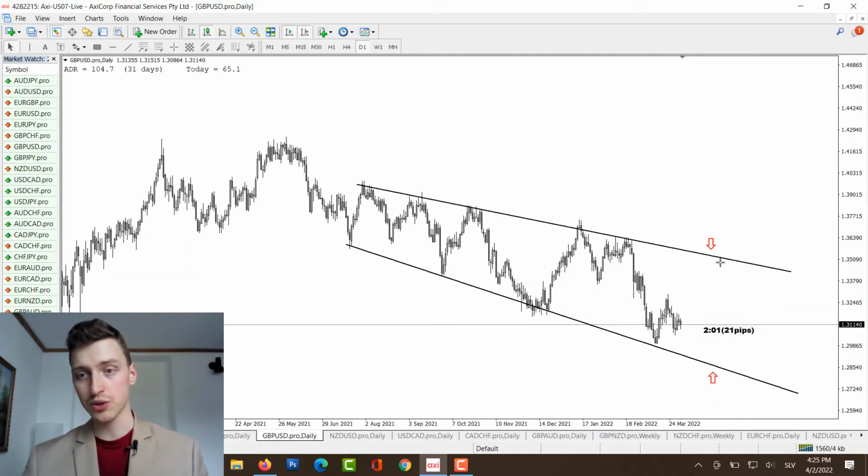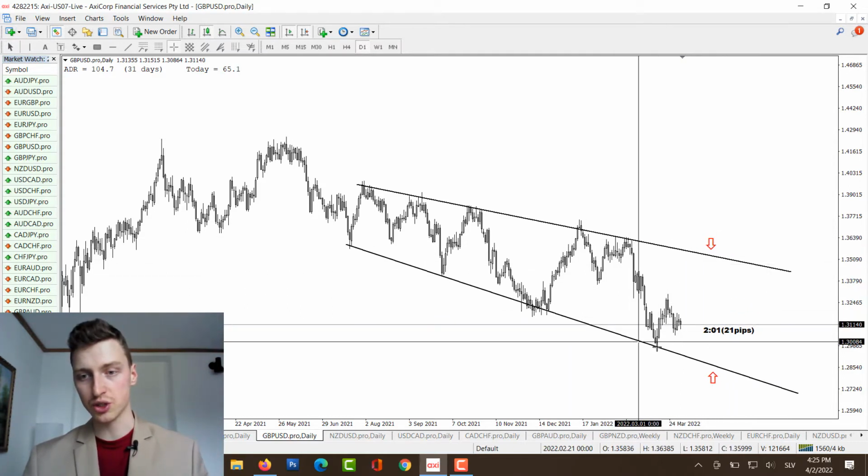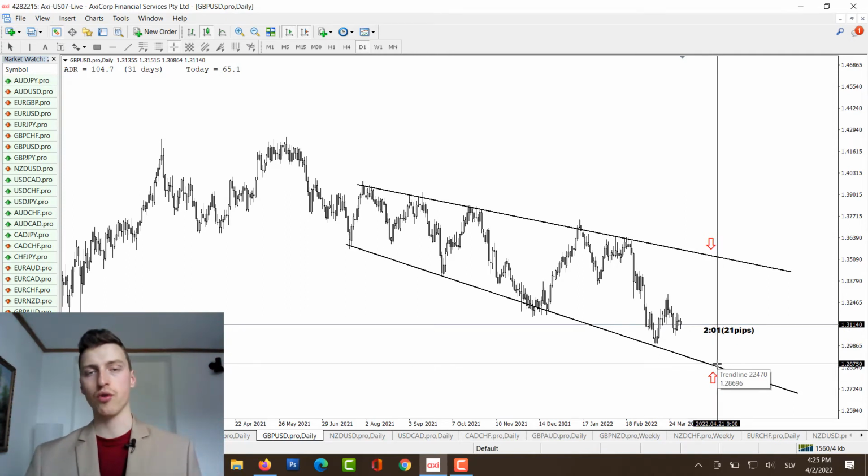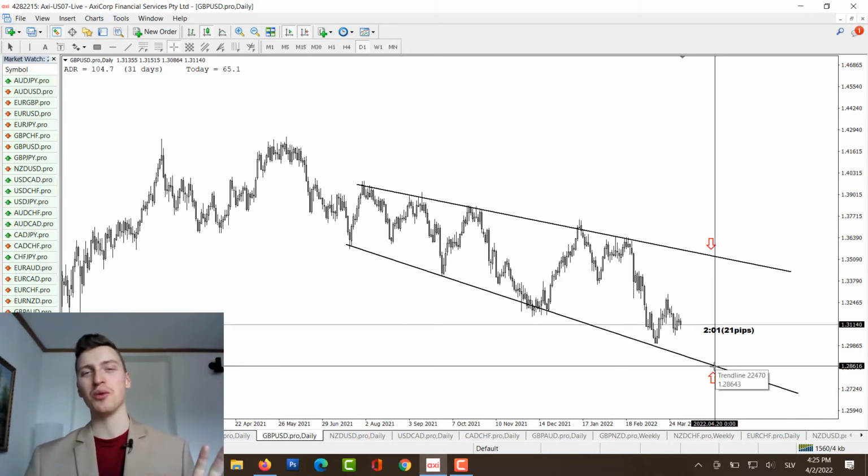When price reaches this resistance trend line or this support trend line, I'm open to look for trading opportunities. Otherwise, I'm staying away, okay? So this is a little bit different approach, and it's actually very much working because you are in charge. Otherwise, the market is in charge.